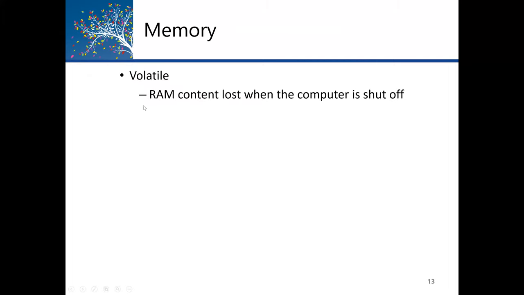So RAM is volatile. Volatile, as we said earlier, means when there's no power, the data in the RAM is lost. So you will say the RAM content is lost when the computer is shut off. Also the ROM stands for read only memory. And this is a very special memory that holds some program or some data that cannot be changed. So it performs some specific tasks.